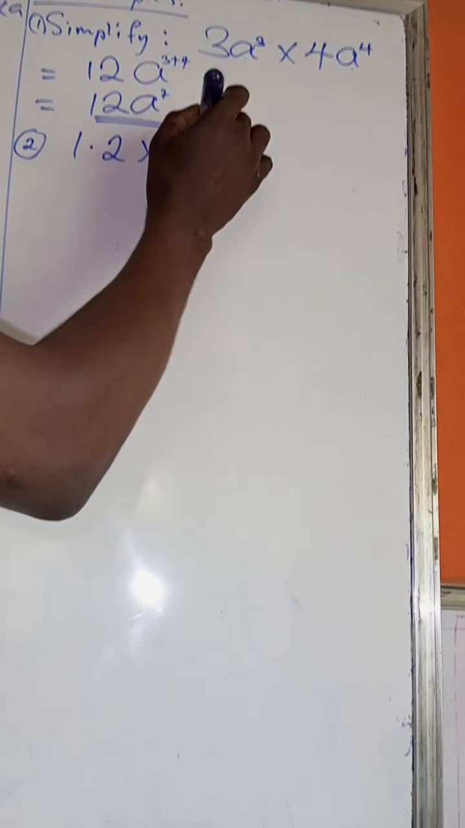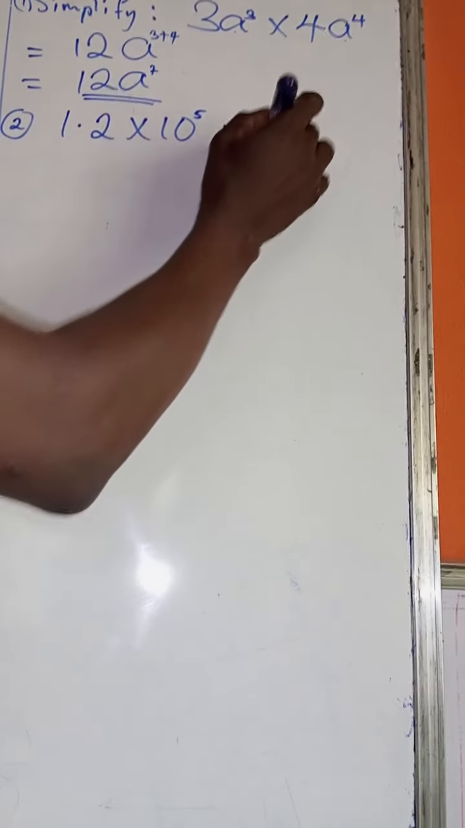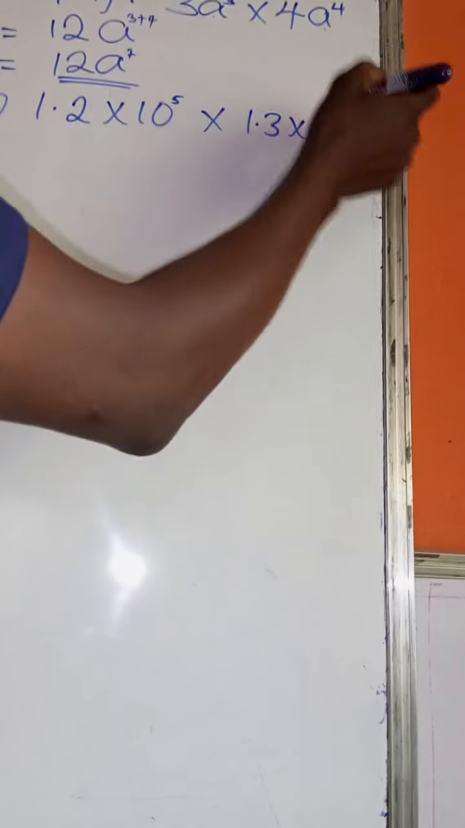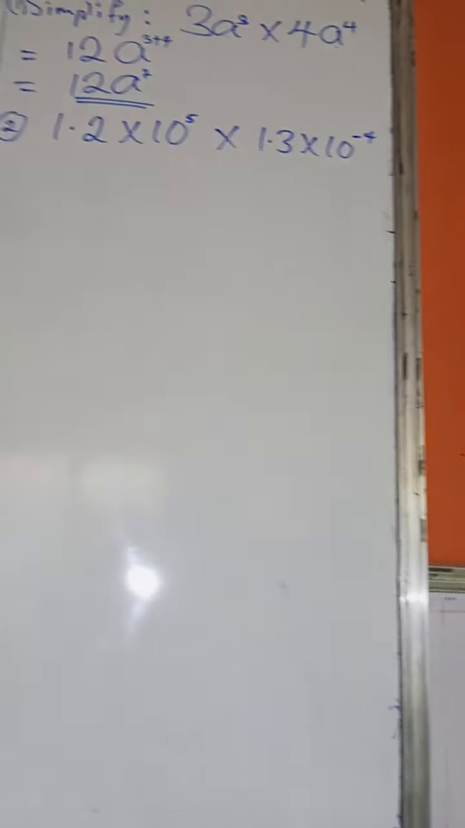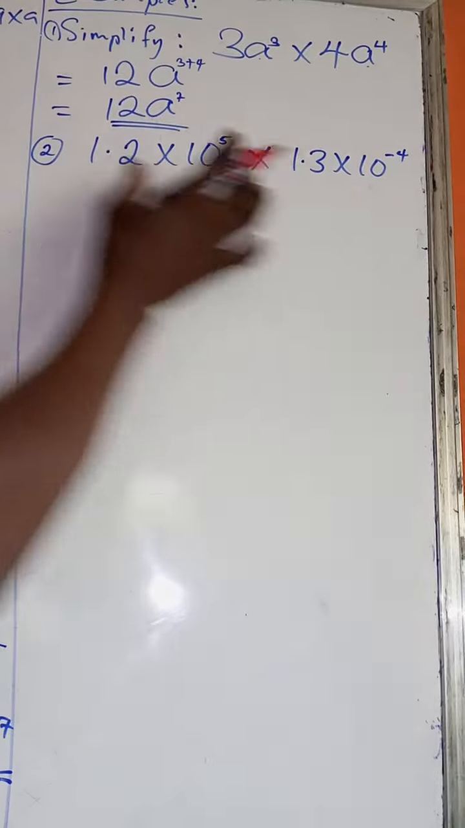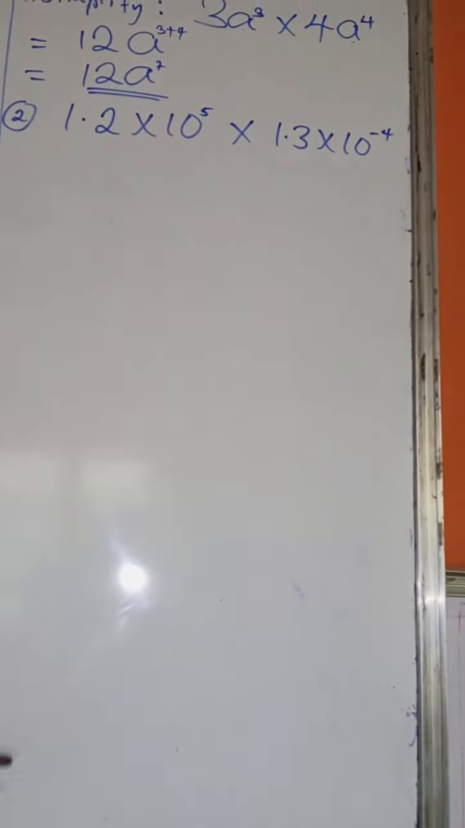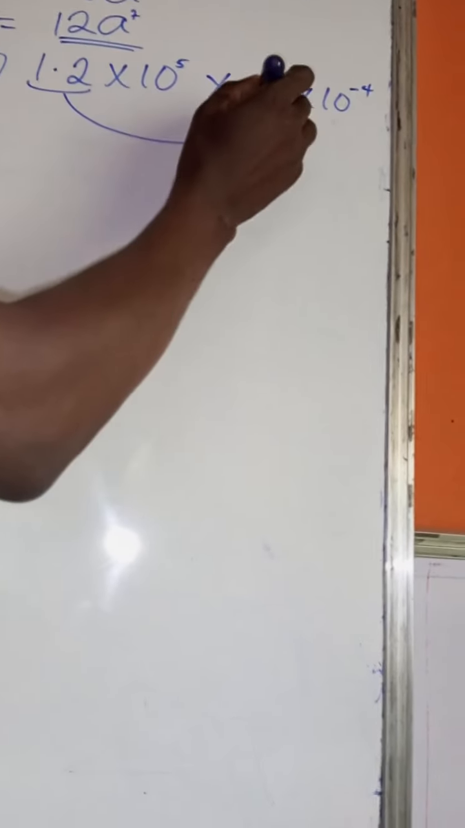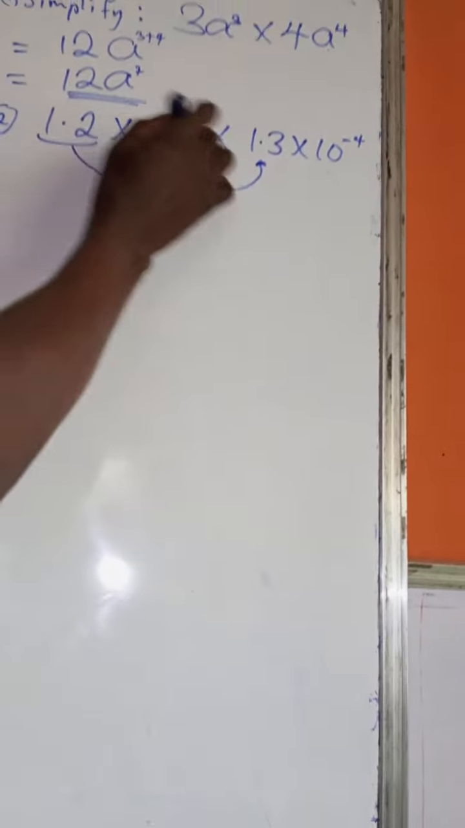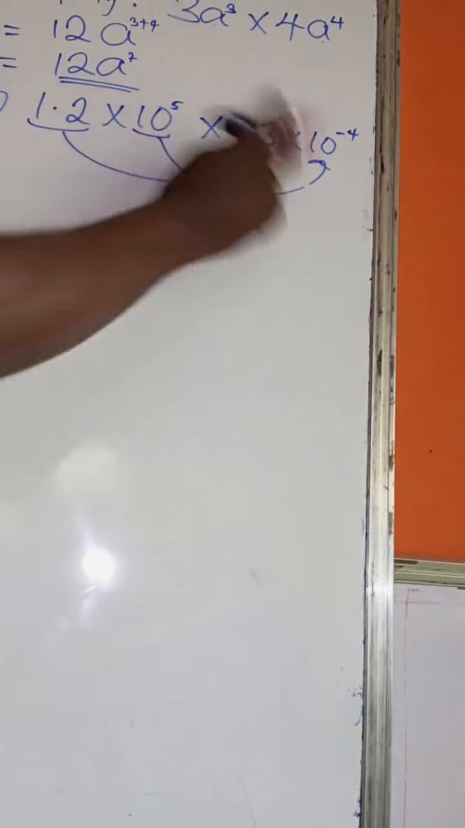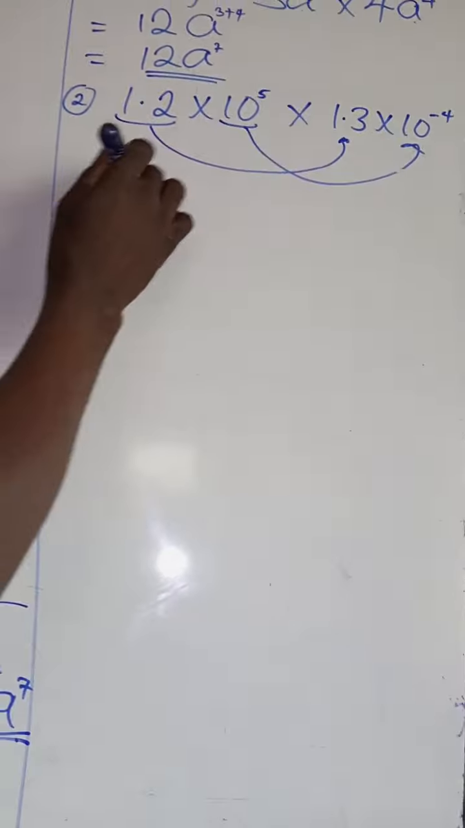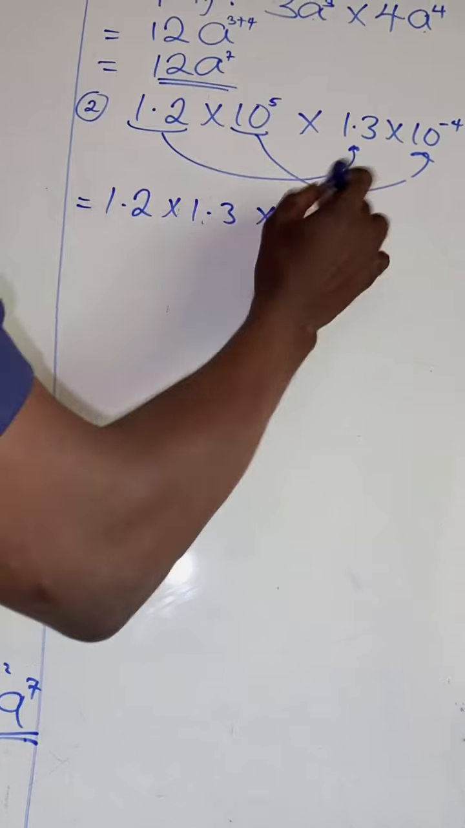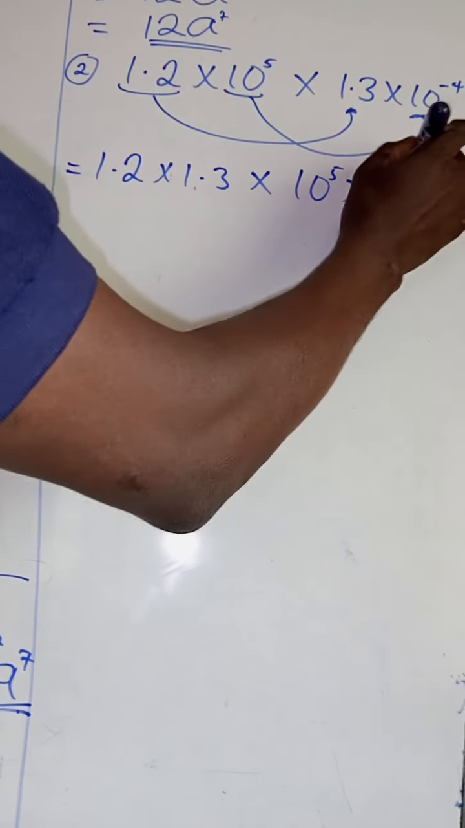1.2 times 10 raised to power 5 multiplied by, let's say, 1.3 times 10 raised to power, let's say, minus 4. Look at this: the two are in standard form. What I do is link this multiplication with this multiplication, and this one I link with this using the law of indices. Therefore, it will be 1.2 times 1.3 times 10 raised to power 5 times 10 raised to power minus 4.